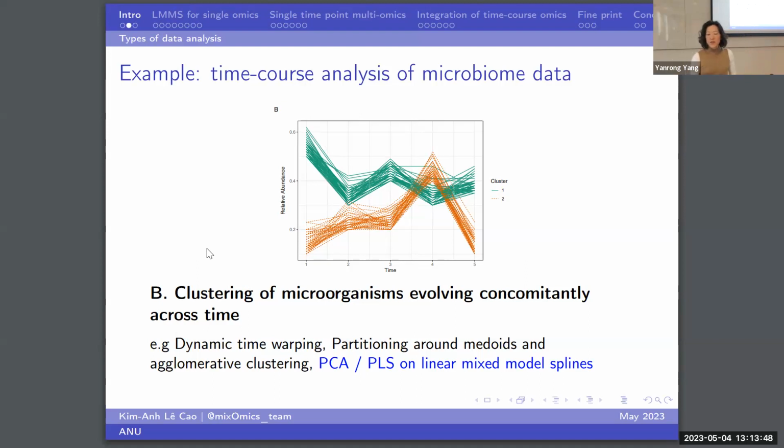And for that, you have a lot of clustering methods that you can use. So we looked in the literature in the context of microbiome data, especially. You have time clustering or dynamic time warping. The approach we propose, and I'm going to talk about, is using a simple principal component analysis or partial least square regression analysis, combining that with splines. So I will explain to you how we do that.